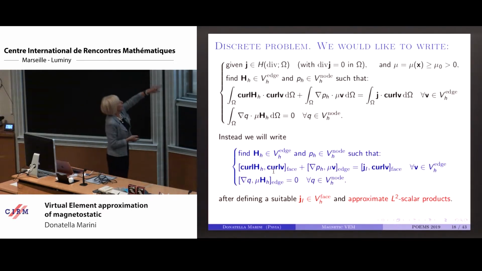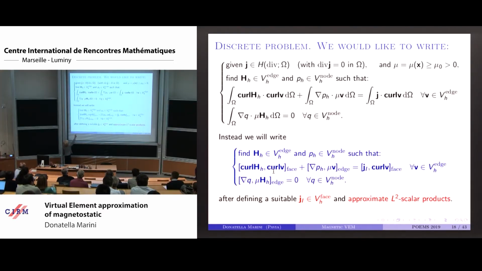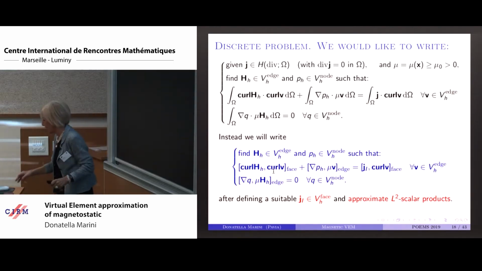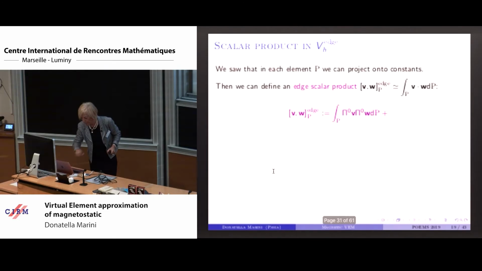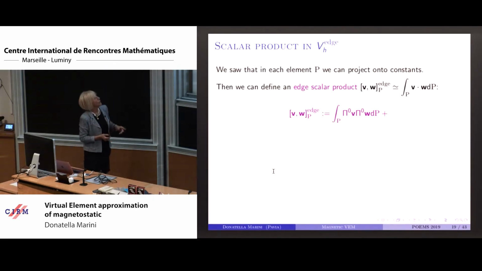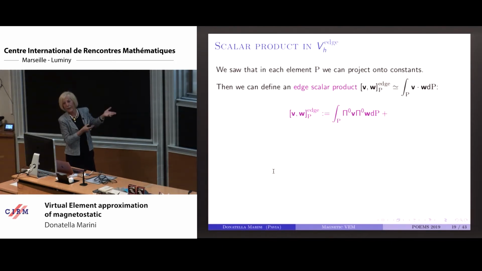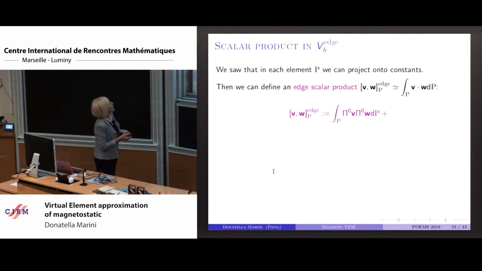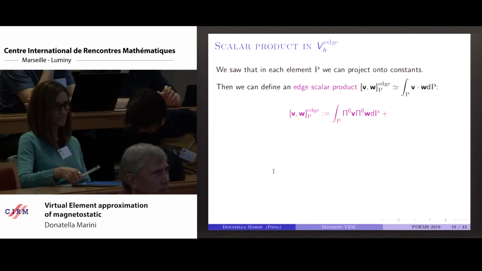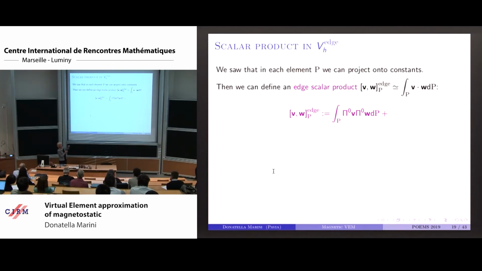So this is what we will write: scalar product between face elements, scalar product between edge elements, and we need to construct them. And then we also need to define, but that's easy, a suitable interpolant of the curl, which is a face element. I will show you how we did construct the edge scalar product, and then the face is the same. So I told you that for an edge element, we can project onto constant.